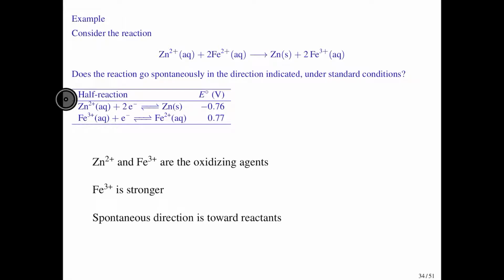So in this case, we're comparing zinc to iron 3, and we see that the zinc has a negative value, but the iron 3 has a positive value. And the rule is that for oxidizing agents, you want a large positive value for the reduction potential. And so that indicates, since the iron 3 is on the product side, that this reaction should go towards the reactants here. It should actually go that direction. So the answer is the spontaneous direction is towards the reactants.